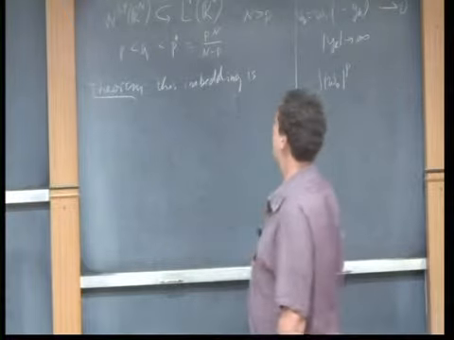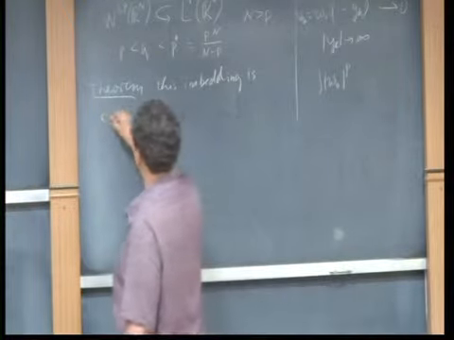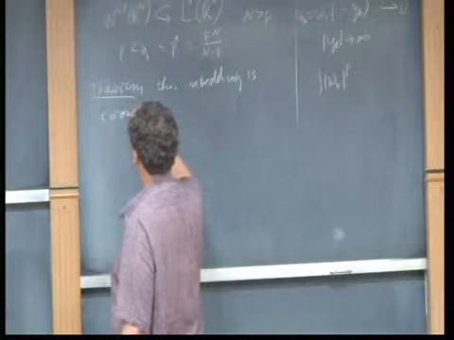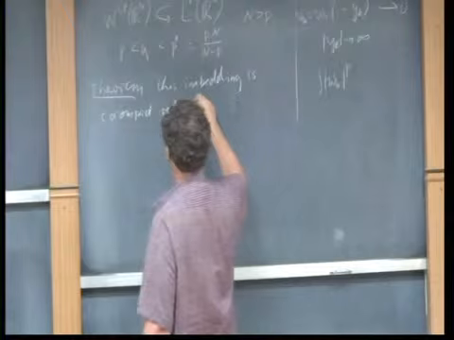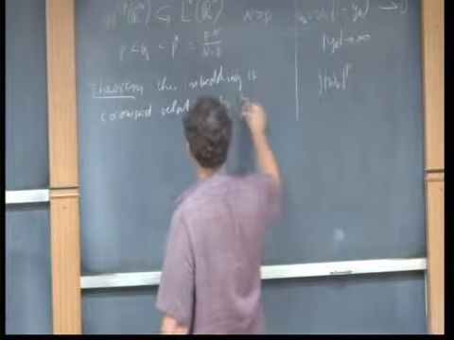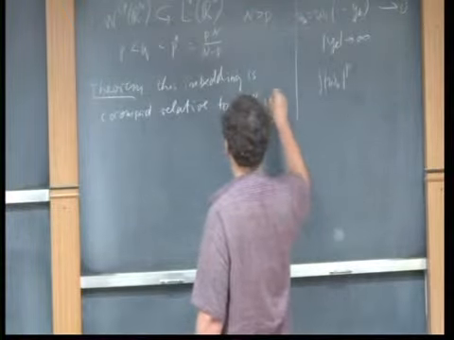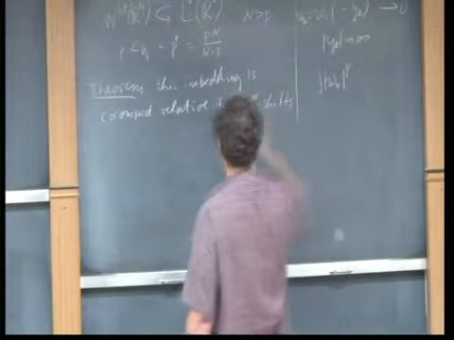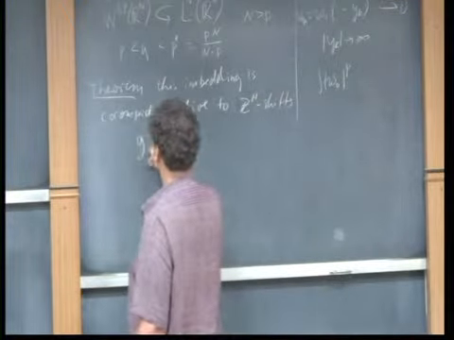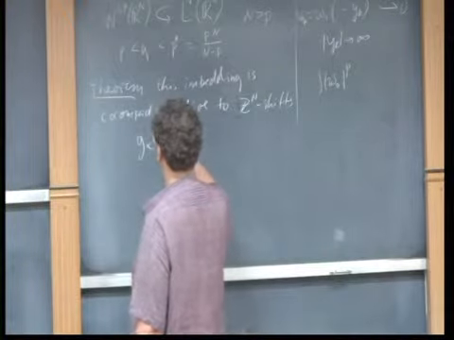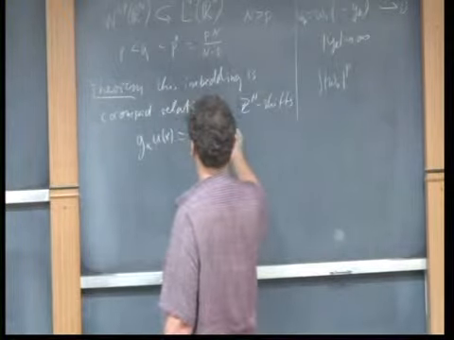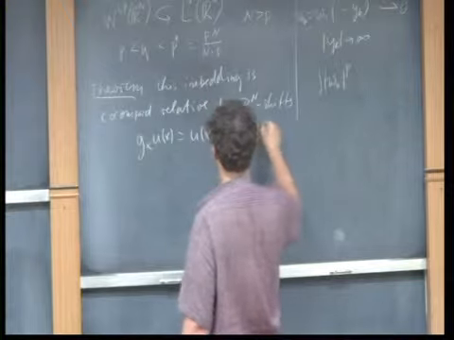So now the theorem: this embedding is co-compact relative to Z^n and the shifts. We'll call it g alpha: u of x is mapped to u of x minus alpha, with alpha in Z^n.